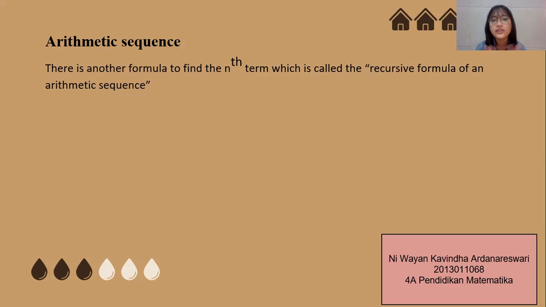Okay, so there is another formula to find the nth term, which is called the recursive formula of an arithmetic sequence. It is used to find a term of the sequence when its previous term, a sub n minus 1, and d are known. So the formula is a sub n is equal to a sub n minus 1 plus d.